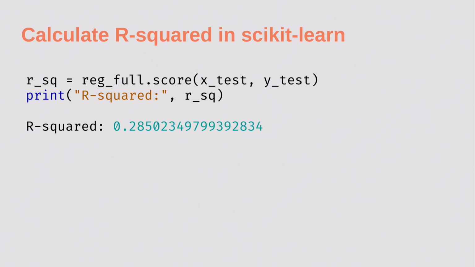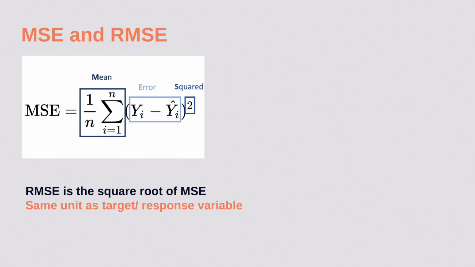To calculate r-squared, we use the model's .score method, giving it the explanatory variables and the actual response variables as arguments. In this example, the model returns an r-squared of 0.285, which means the explanatory variables explain only about 28.5% of the variation in blood glucose levels. Another way to measure how well a regression model is doing is by looking at the mean squared error, or MSE. This is the average of the squared differences between the predicted values and the actual values.